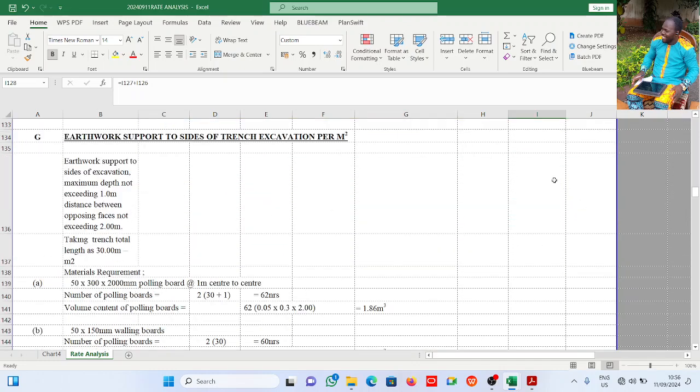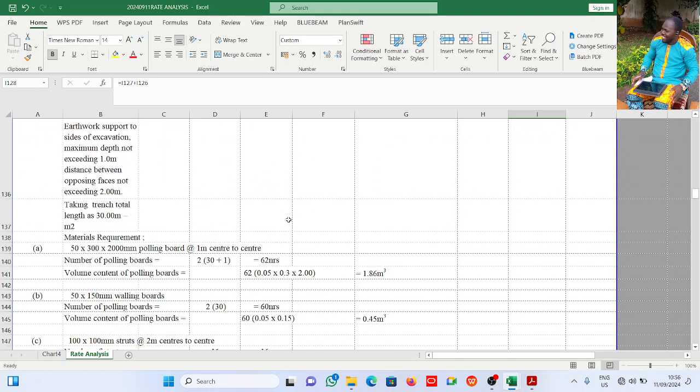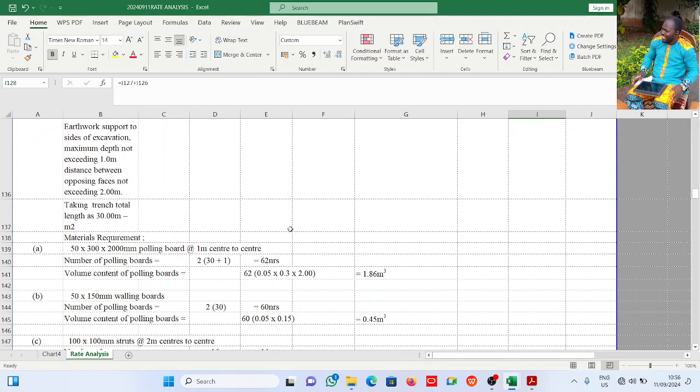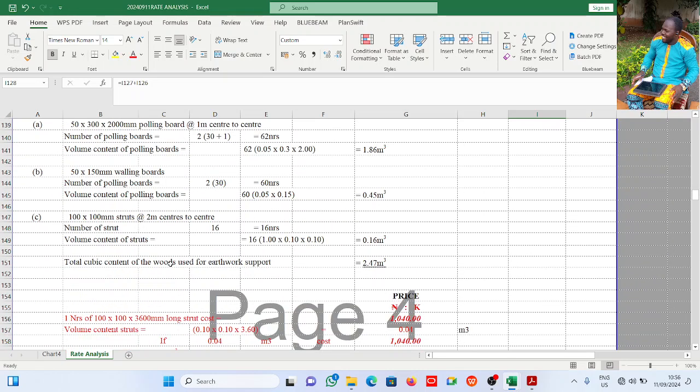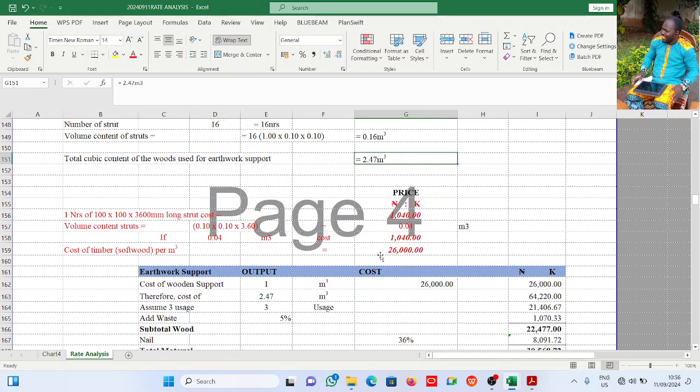Now for earthwork support, you need to know the cubic meter content of the earthwork support. This is basically what we have here. This is the material requirement, of course, for the two sides and the struts that are going to hold them in place. That is basically what we have here, and this is the total. By the time you sum these three up, you have 2.47. So that's what we have here.